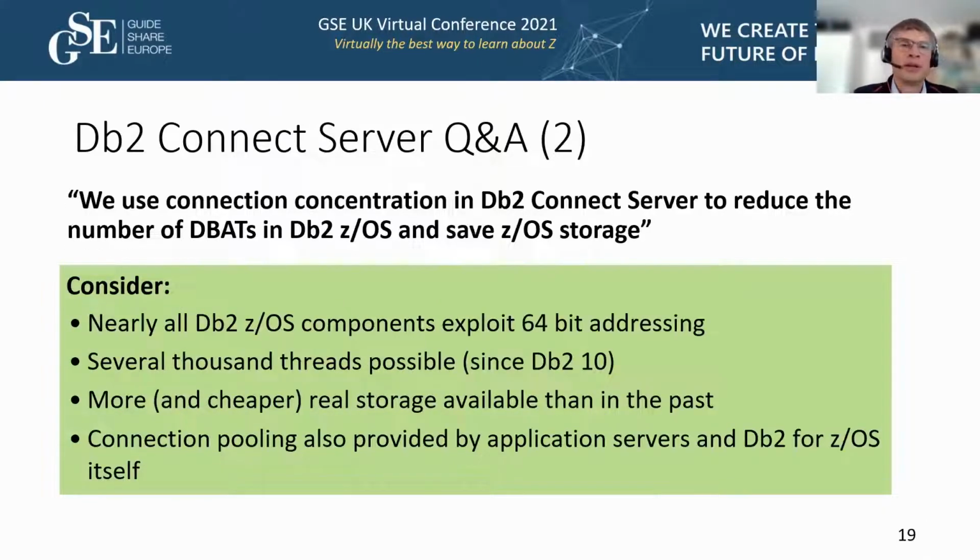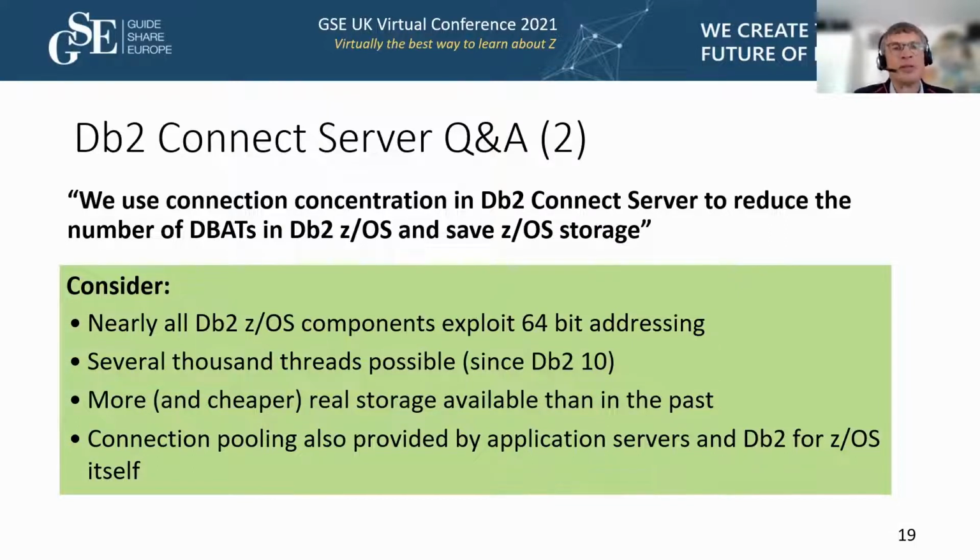The second one, connection concentration. I will show you in a minute how this works in the DB2 Connect server. We use connection concentration in order to reduce the number of DBATs, database access threads, in DB2, and we want to save z/OS main storage.